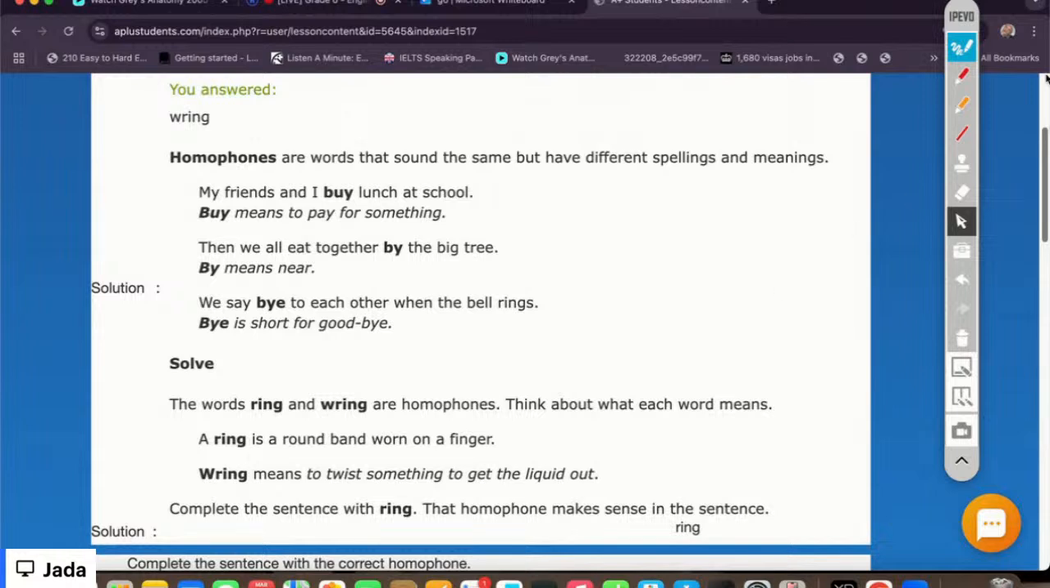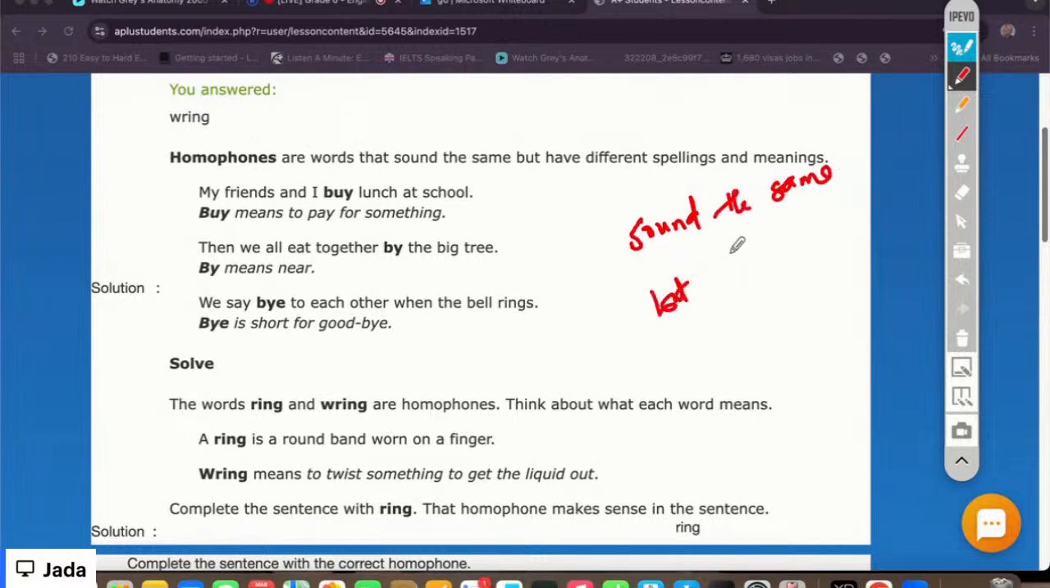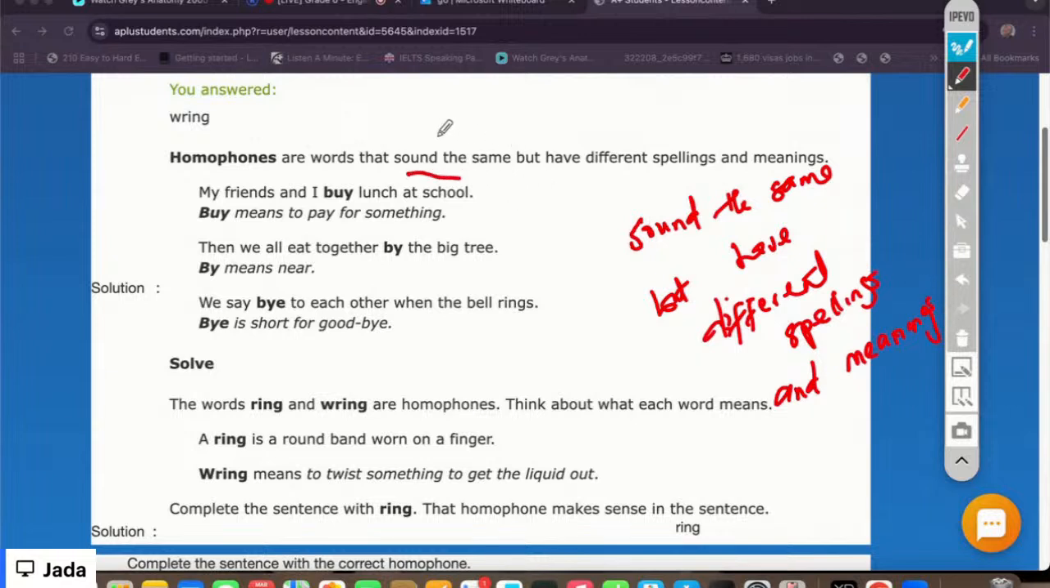All right, so homophones are words that sound the same, okay? But have different spellings and meaning. All right, so that is what homophones are. They sound alike. Of course, you can hear the sound, so the sounds are the same, but the spellings are different and the meanings are totally different, even though they sound the same.